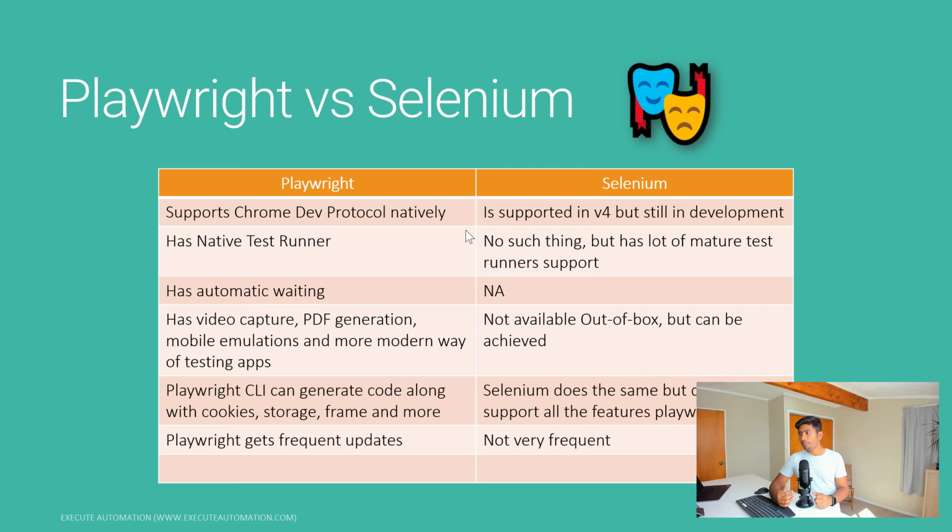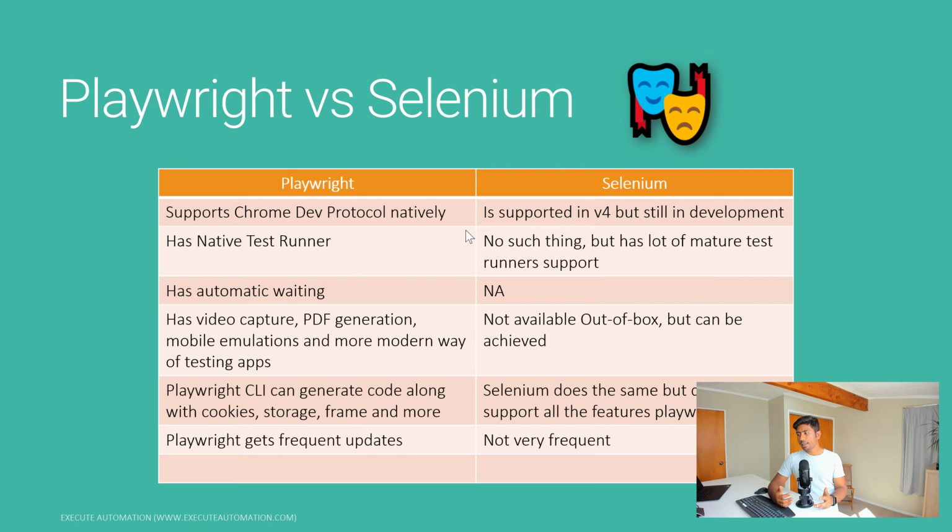And then Playwright has video capture, PDF generation, mobile emulation, and a more modern way of testing apps. Whereas in Selenium, it is not there out of the box, but you are able to achieve the same thing using different third parties. It's already there. I mean, it's a mature tool, as I told, so definitely it's already there in Selenium as well.